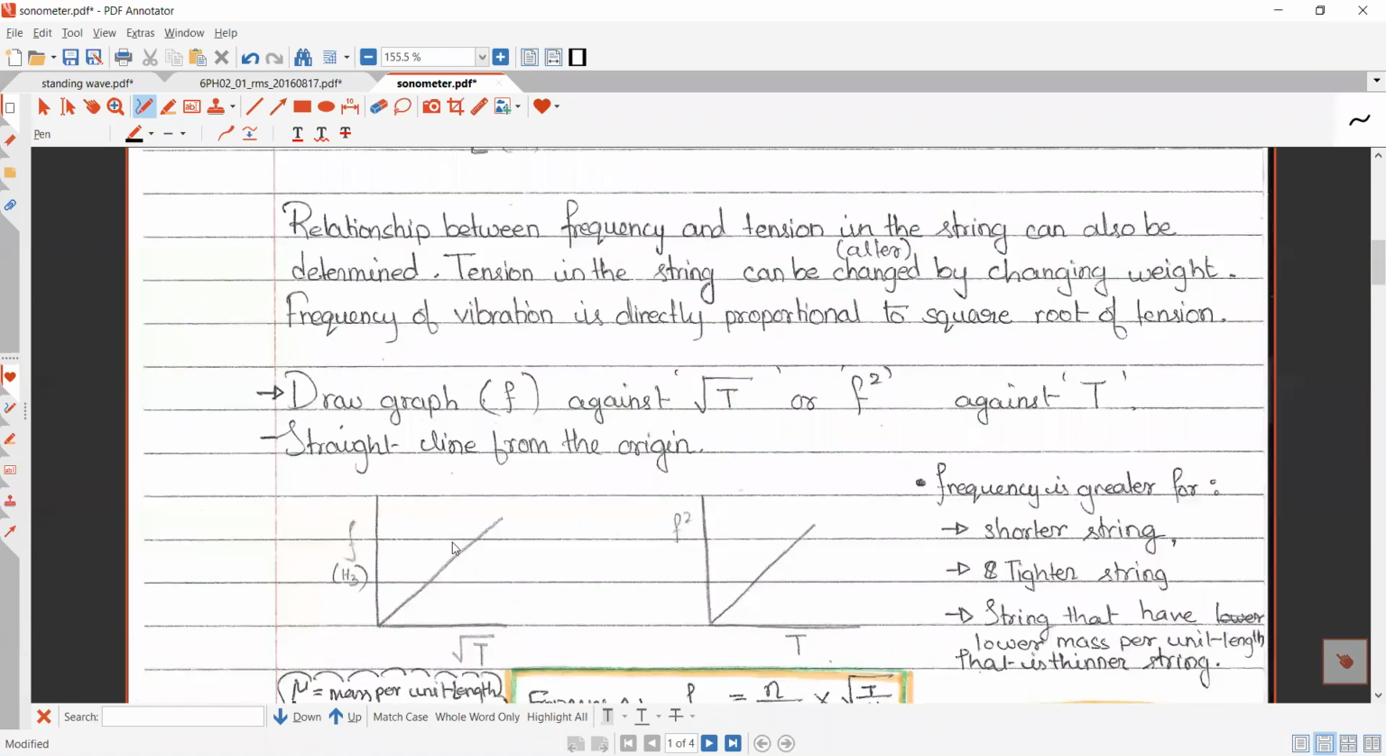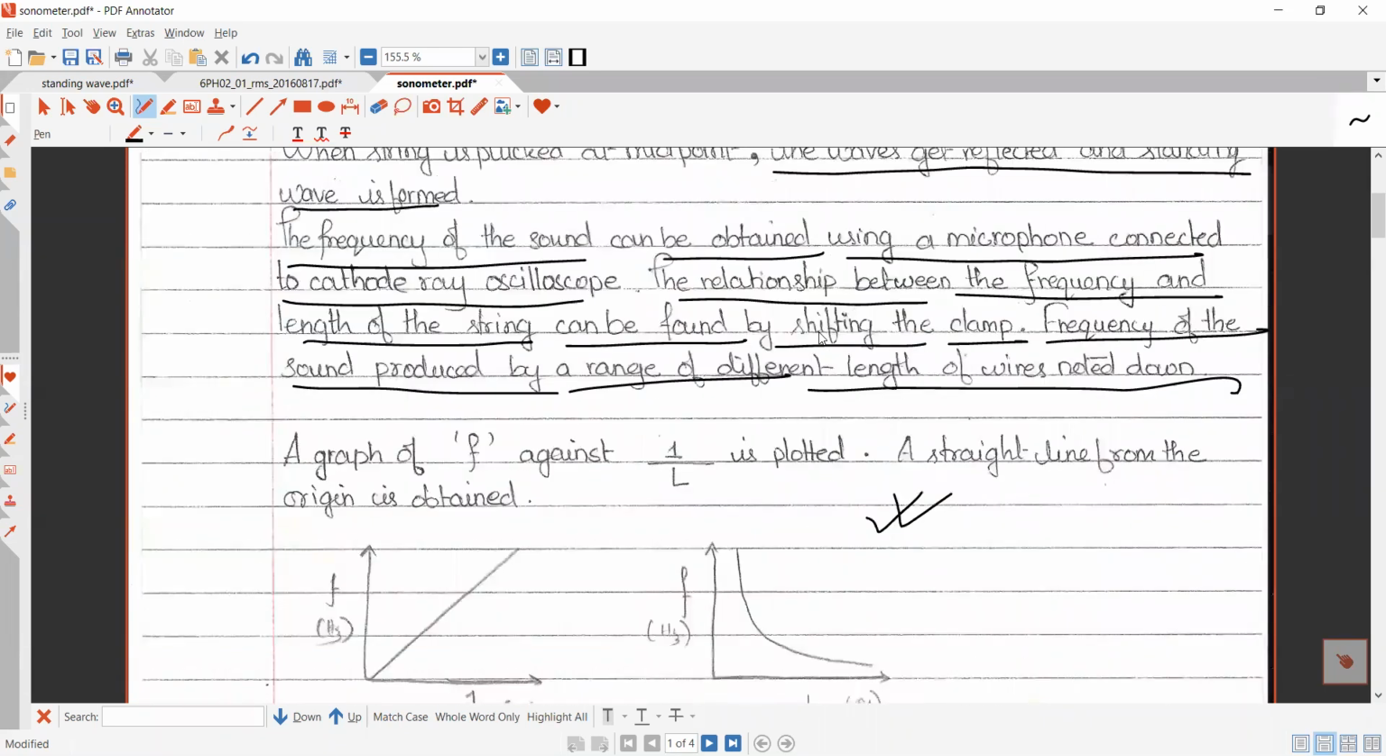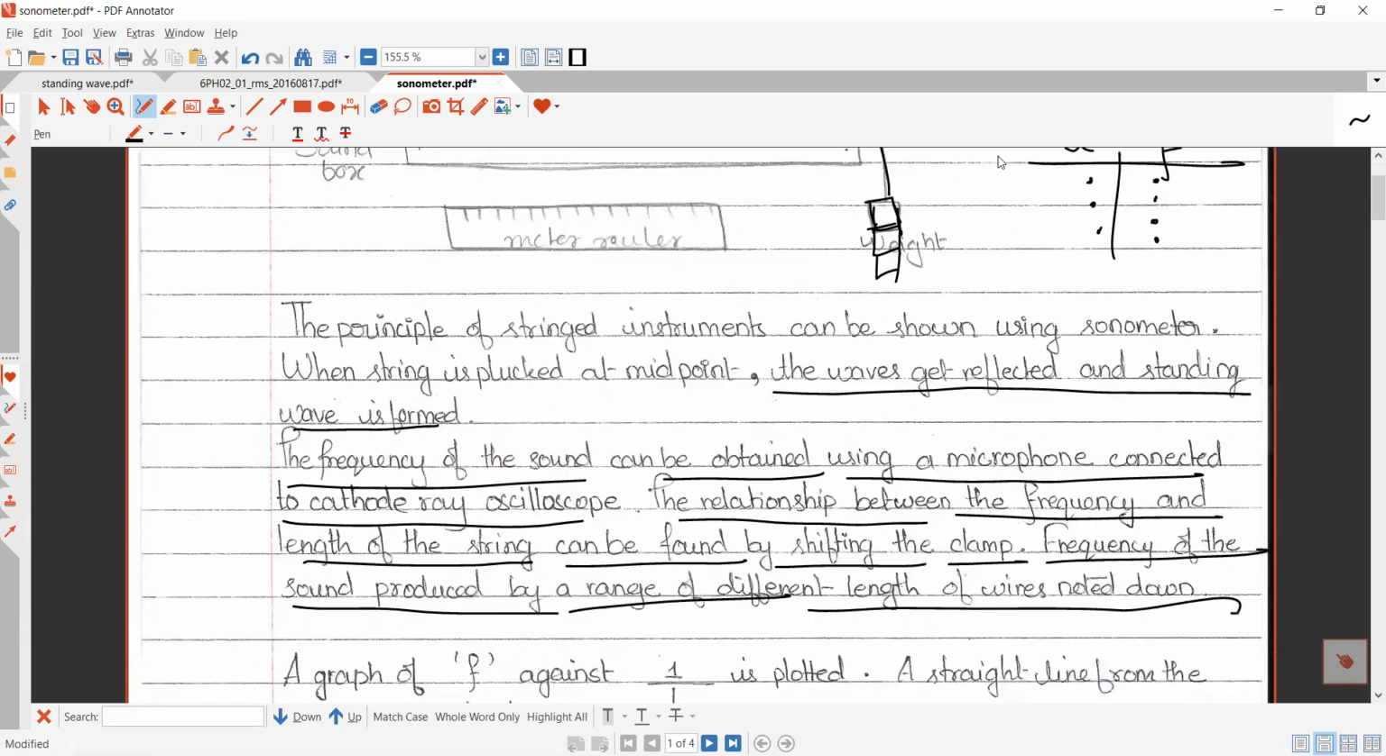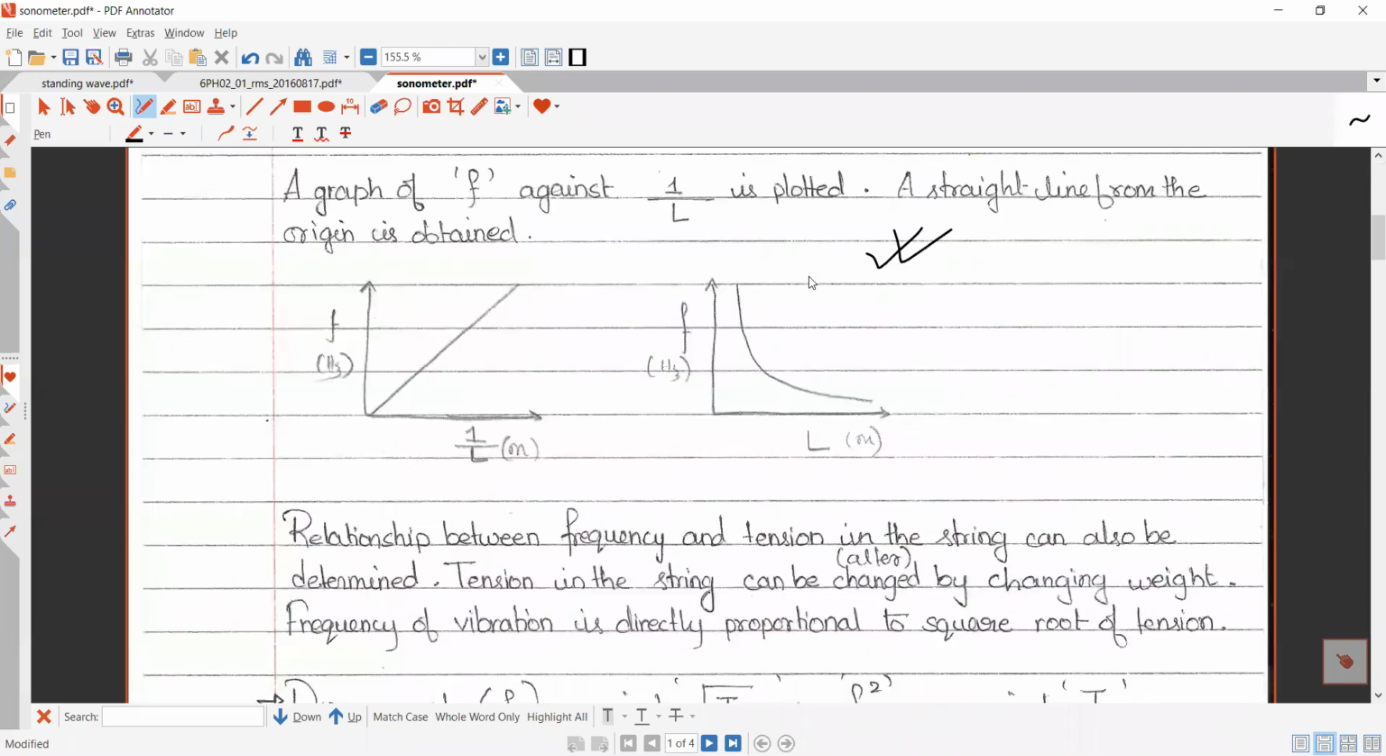Now, the relationship between frequency and tension. You saw that big black colored hanging thing over there. That one is used to increase the tension, using the hook part. Okay, how? The relationship between frequency and the tension in the string can also be determined. Tension in the string can be changed by changing the weight. By changing the weight you can change the tension.